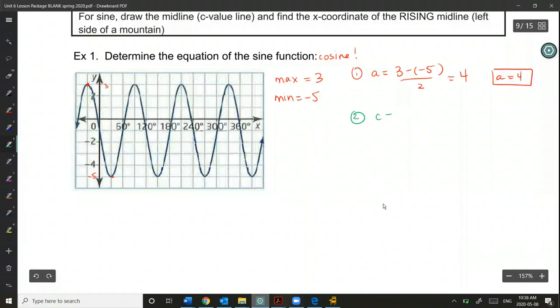Second thing here is we can find the c value by doing max plus min over 2. So 3 plus negative 5 over 2 should give us negative 2 over 2, which gives us negative 1. Now this is our midline of the graph, so we're actually going to go over here and just pencil in kind of a dotted line right along here.